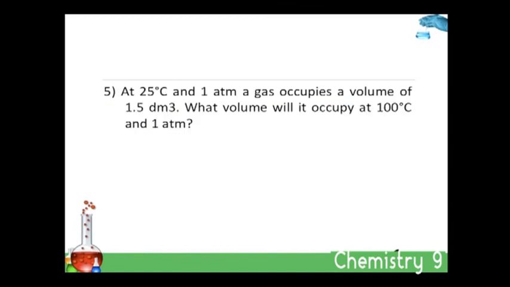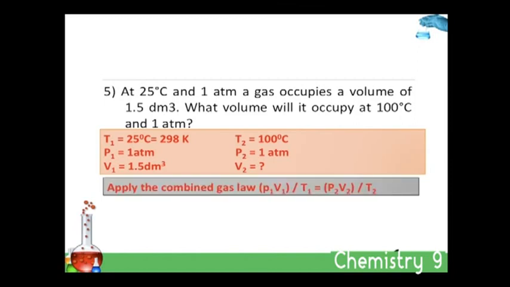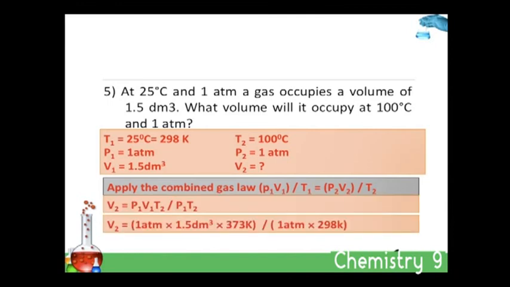At 25 degrees Celsius and 1 atmosphere, a gas occupies a volume of 1.5 cubic decimeters. What volume will it occupy at 100 degrees Celsius and 1 atmosphere? Here are our givens and unknowns. We have to apply the combined gas law and solve for V2. The answer is 1.88 cubic decimeters.